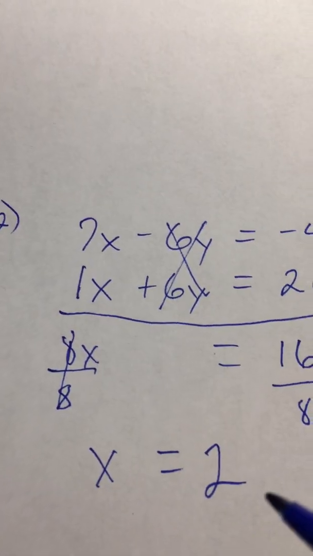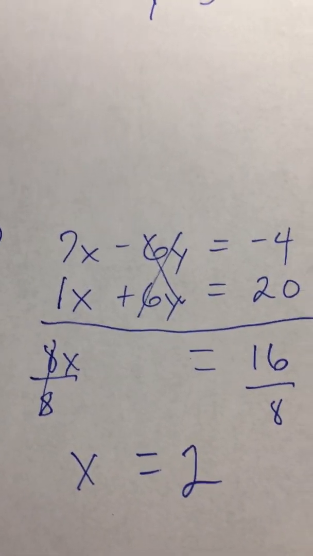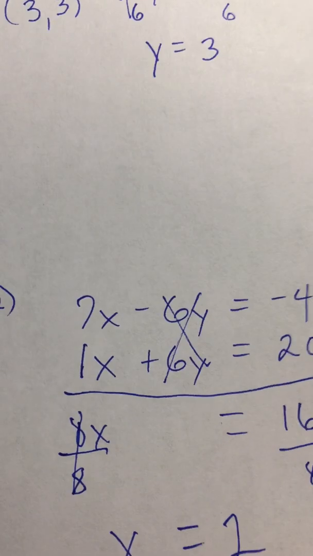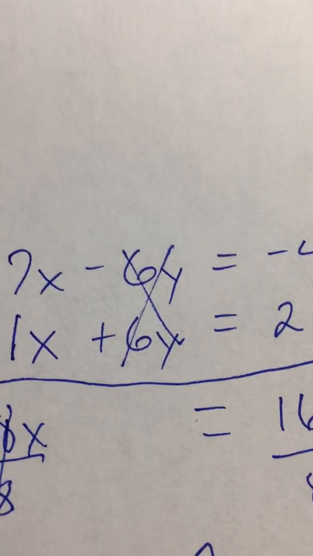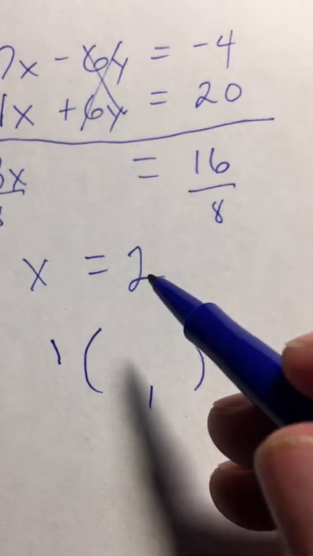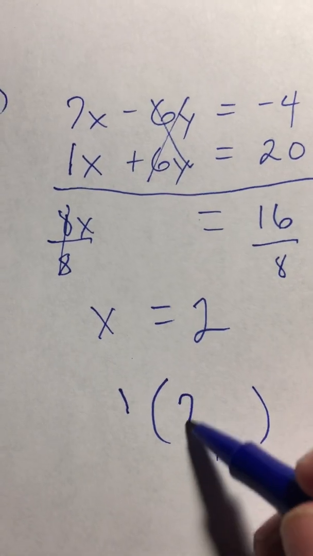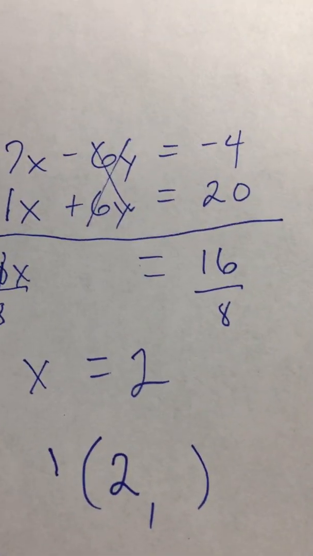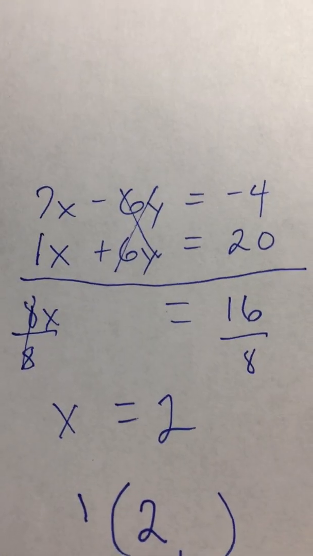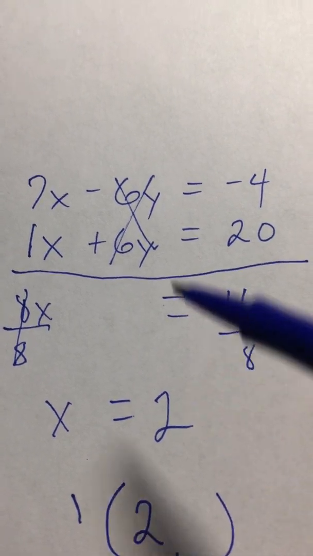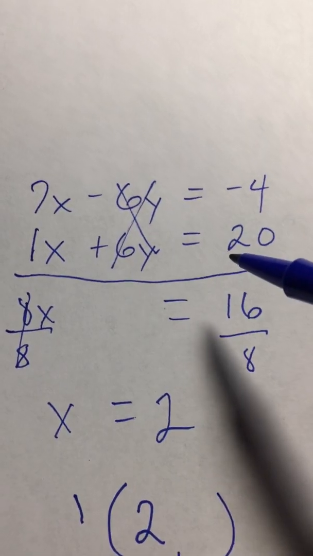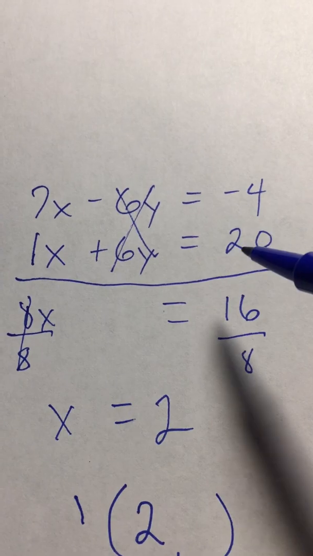So x is 2. I am halfway through solving my systems of equations because I know, oops, let me make a better ordered pair. I know in my ordered pair the x is a 2. I just need to find the y number. So how do I do that? I take my x that I do know, and I'm going to plug it back into one of these two original equations. Does not matter which one you pick.